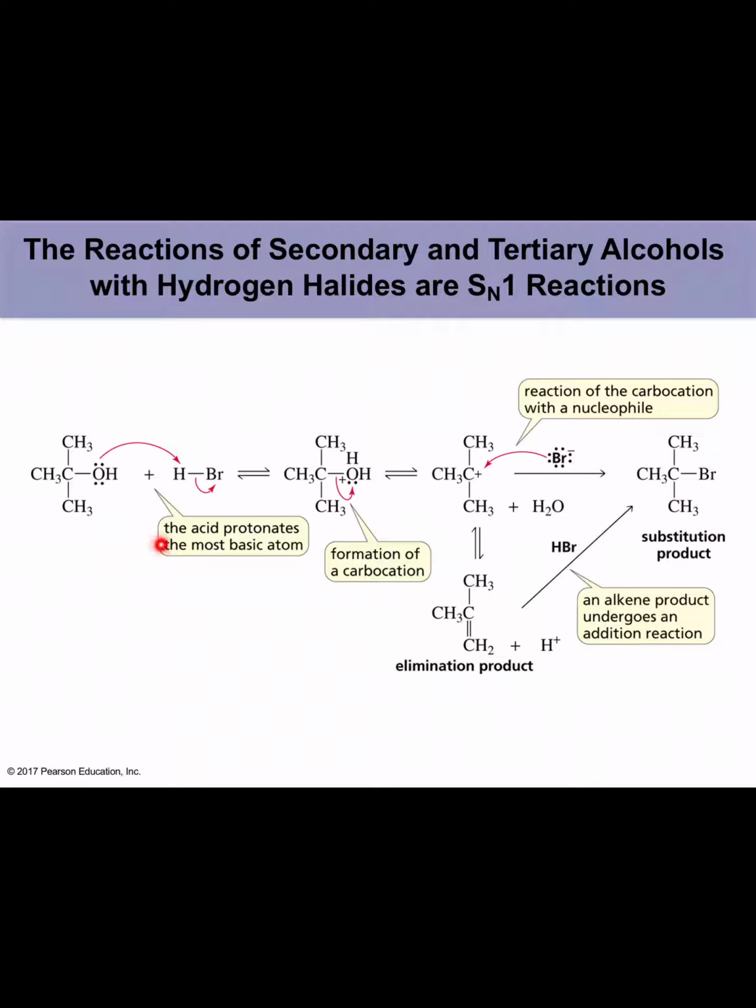The acid protonates the most basic atom. So you grab a proton, arrow pushing takes place, the lone pair of the oxygen goes and takes this hydrogen. The bond between the hydrogen and the bromine breaks. Hydrogen will go to this oxygen. Now oxygen will be positively charged because it has 3 bonds on it, making it a good leaving group.